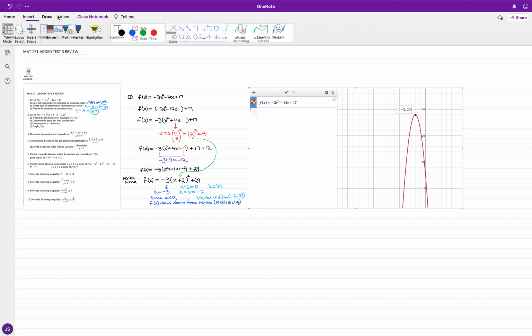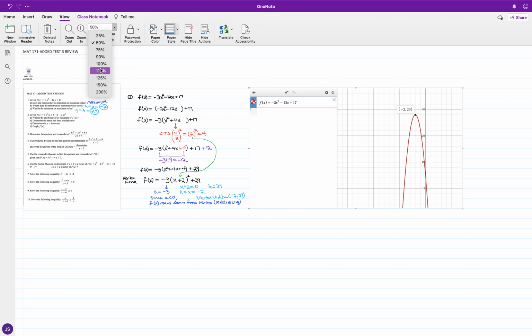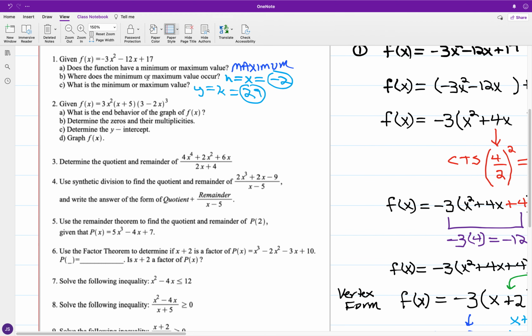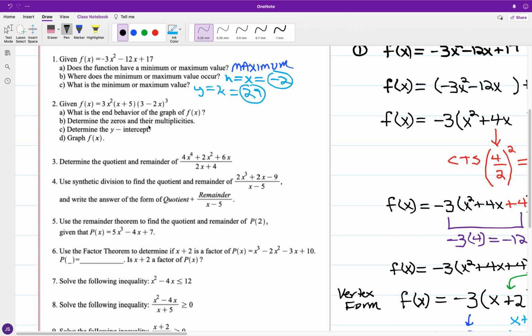All right, now for the next set of items, number 2, we have a function that is provided in factored form, and we're looking at end behavior, zeros, multiplicities, y-intercept, and the graph. So we have f of x is equal to 3x squared times the quantity of x plus 5 times 3 minus 2x, raised to the third power.